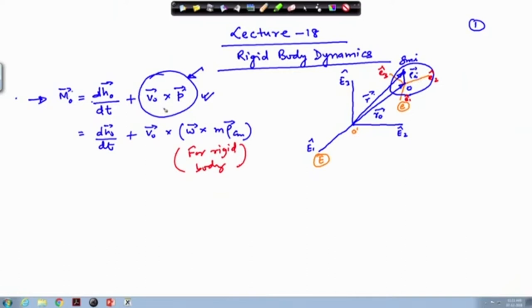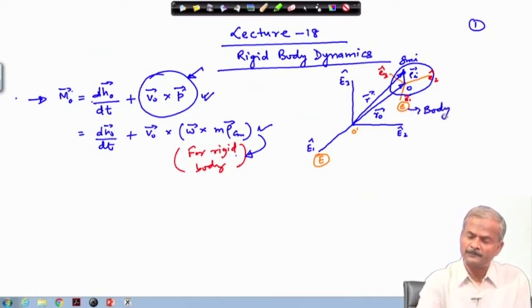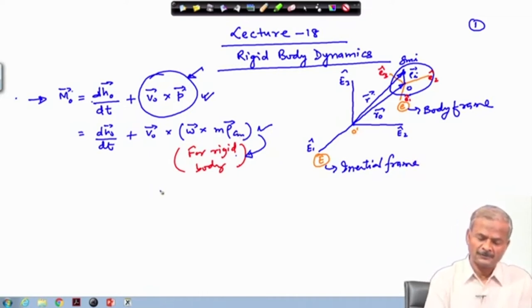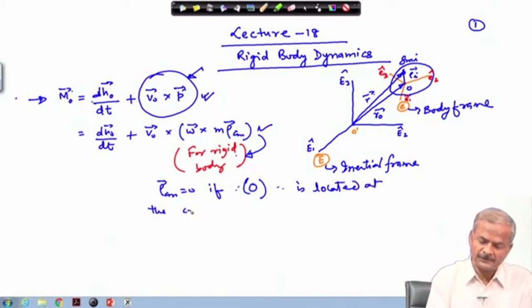And in that case, we reduce it to this equation, which is for the rigid body. The body frame is indicated by E, and this we are taking as the inertial frame. So, if the origin of the body frame is located at the center of mass, then rho cm will be 0. That is, rho cm equals 0 if the origin of the body frame, which we are writing as O, is located at the center of mass.